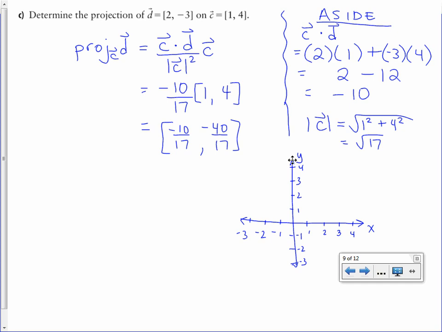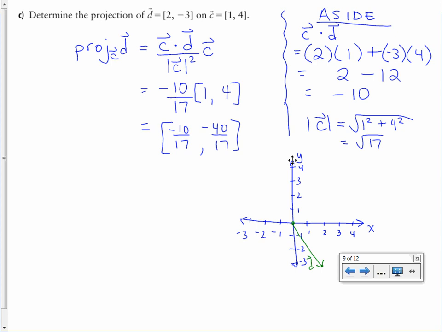Are we all feeling comfortable that we could draw vector D, which is (2, -3)? Where should I start my vector? At the origin. Go 2 units. So here's the tail of my vector. It's going to go 2 units to the right and 3 units down. Okay, so there's the head of my vector. So I have just drawn a geometric representation of vector D.